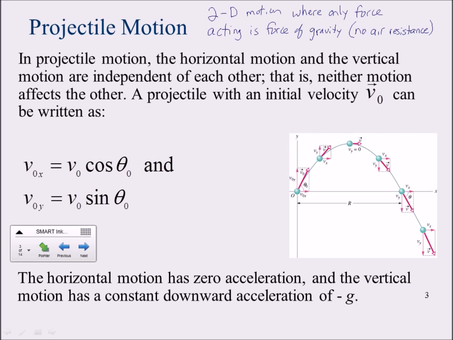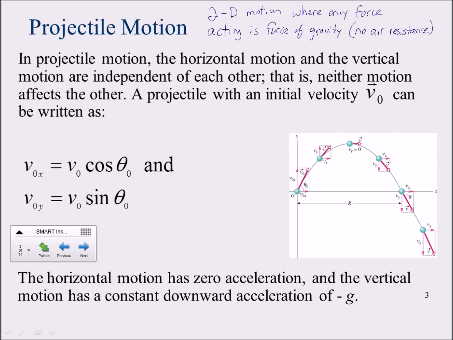Projectile motion is the more general case where it's moving horizontally, but again, the only force acting is the force of gravity. So in projectile motion, the horizontal motion and the vertical motion are independent of each other. Neither motion affects the other. How fast it's moving horizontally has no effect on how fast it's moving vertically. How fast it's moving horizontally has nothing to do with how long it takes to reach a certain height or how long it takes to reach the ground.